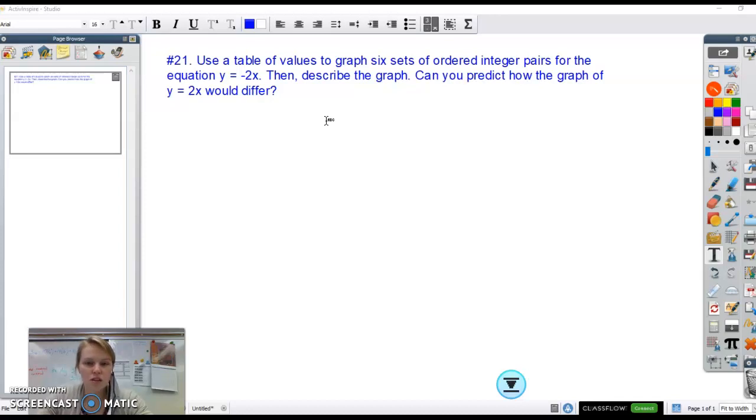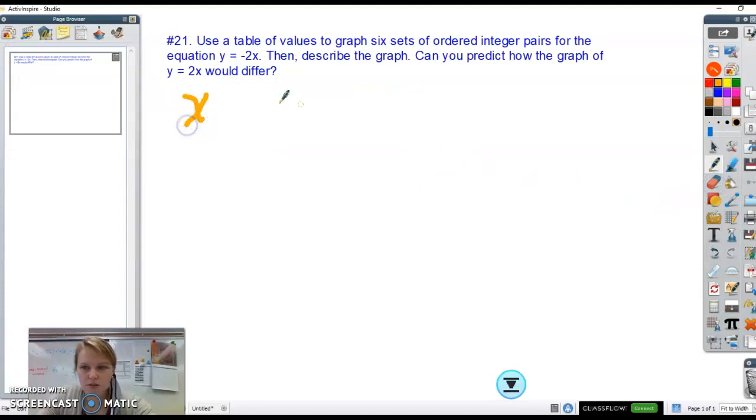So, the first thing I'm going to do here, let's just make a table of some values. So we need to pick 6 numbers, and I want to do relatively easy ones because I'm all about not having to do extra work. So let's do x and y. And we need to fill them in into this equation, y equals negative 2x.